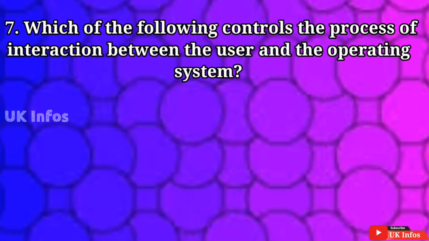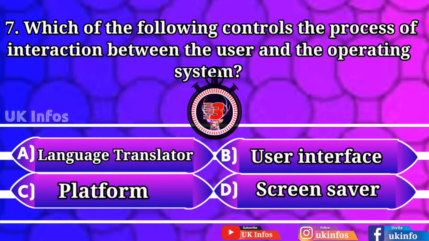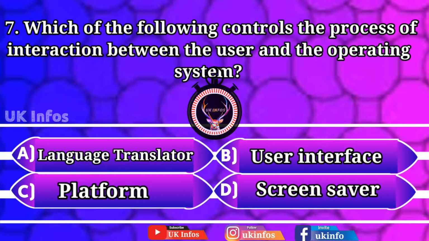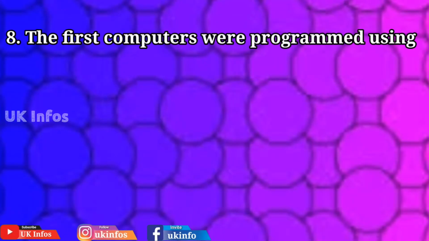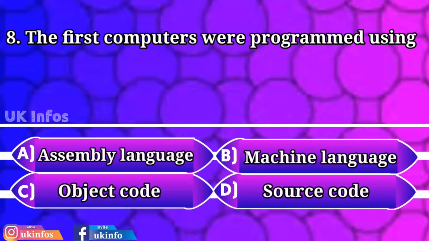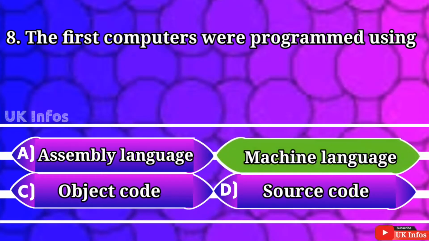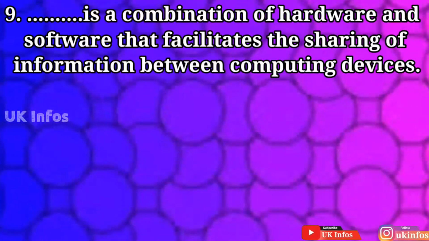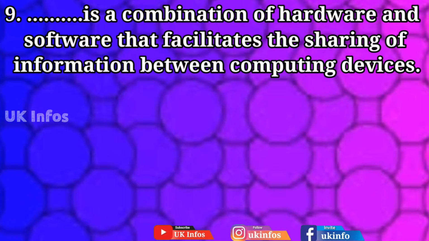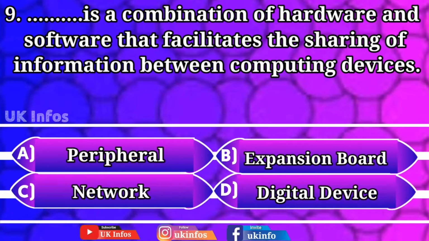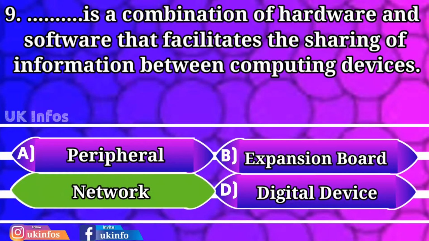Which of the following controls the process of interaction between the user and the operating system? User interface. The first computers were programmed using machine language. DAS is a combination of hardware and software that facilitates the sharing of information between computing devices. Network.